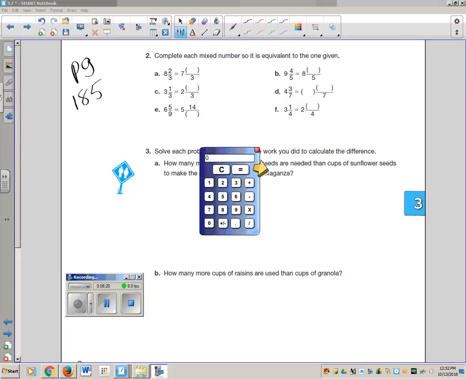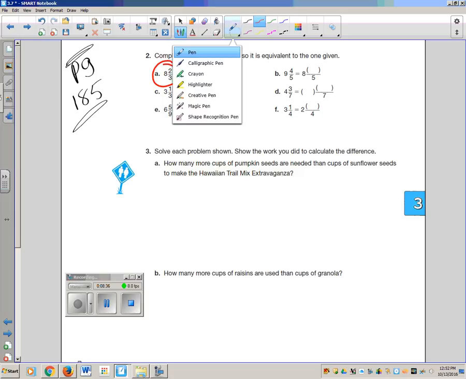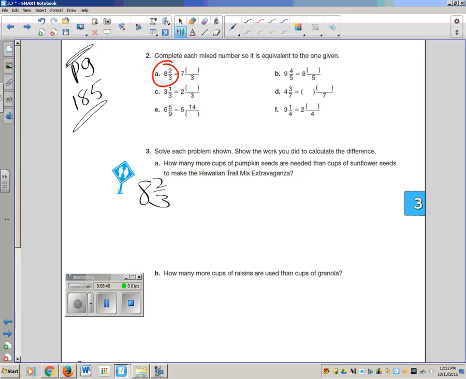Okay, jump all the way to page 185. We'll do the word problems in class. But on 185, we're going to practice regrouping fractions. So the first number is 8 2/3. Don't worry about the writing down here. 8 2/3, we're going to regroup it to 7 and so many thirds.